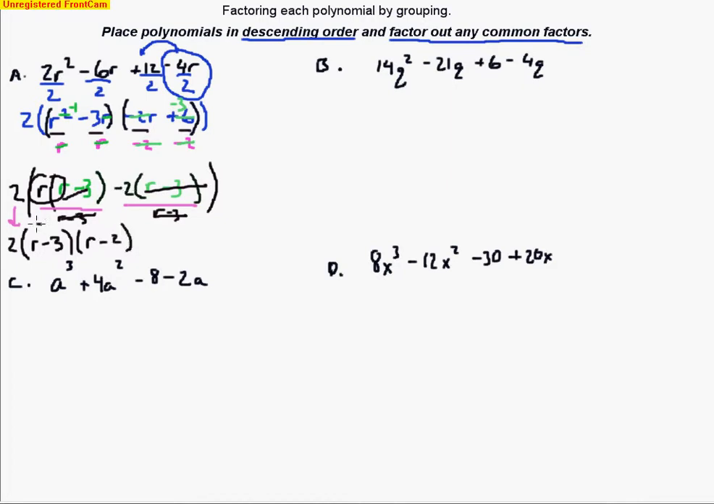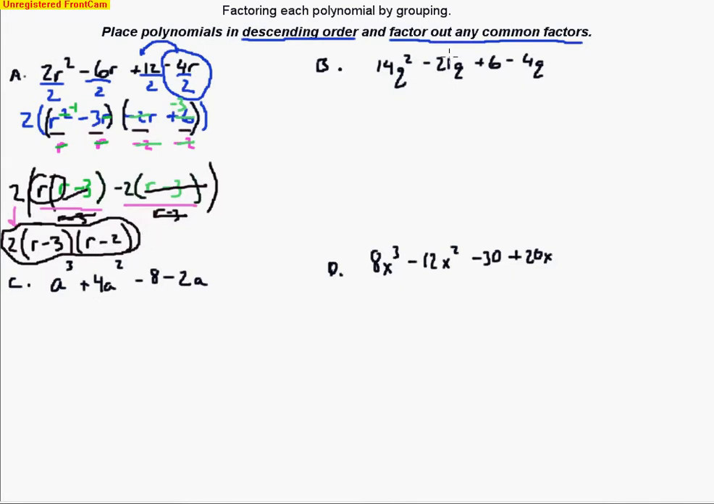And there's our answer. So again, once you factor out that common factor, if you've got it, it just gets brought down. Just don't forget about it. And in this case, we had an r minus 3 as the common binomial, so we put that on the outside, and r minus 2. And that would be our answer.